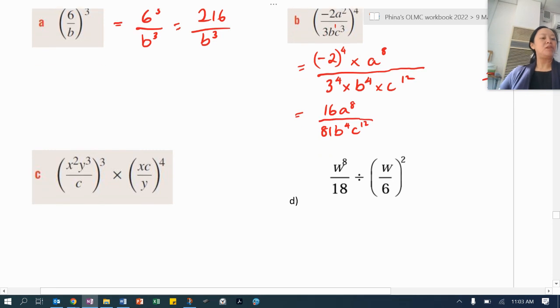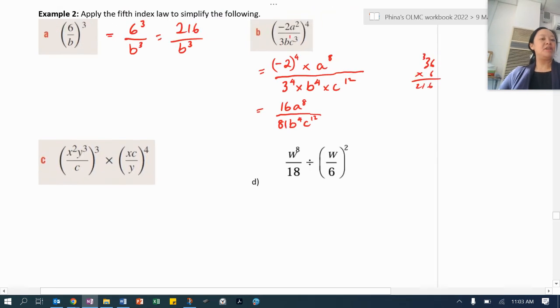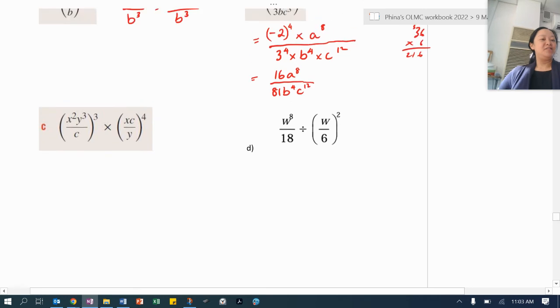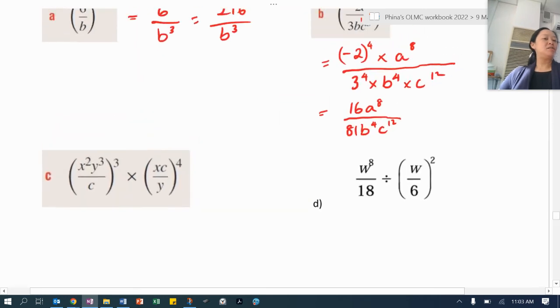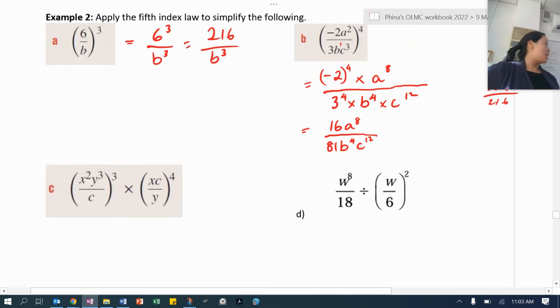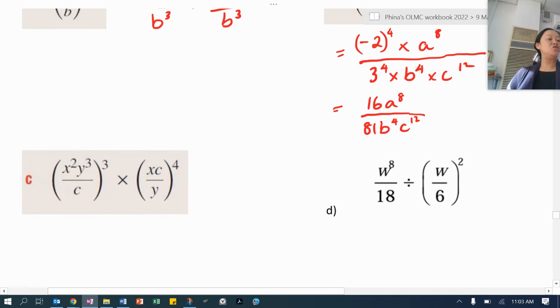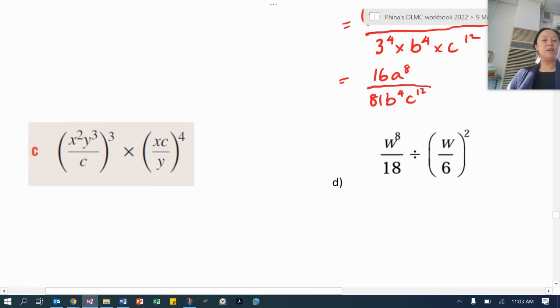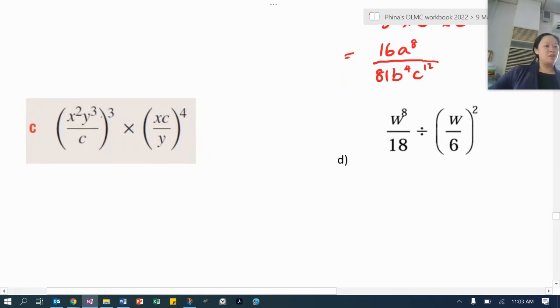Okay. All right, next ones. You can see we're getting a bit more epic. So if you see brackets, I would say you need to start with eliminating the brackets first. So apply your 4th and 5th index laws first, and then do your multiplication or whatever it is. Okay. So we've got x to the power of 2, y to the power of 3 over c all to the power of 3. So let's apply the 5th index law.